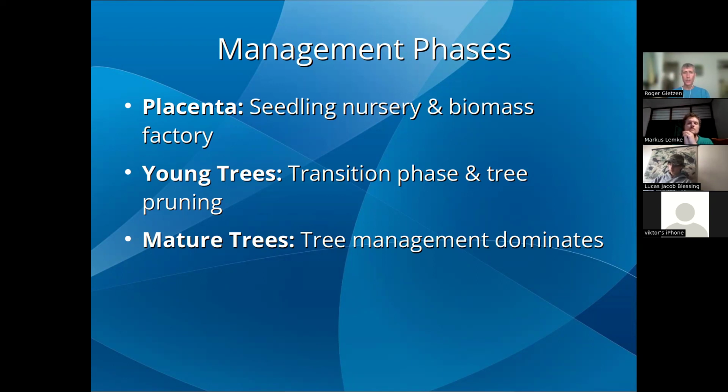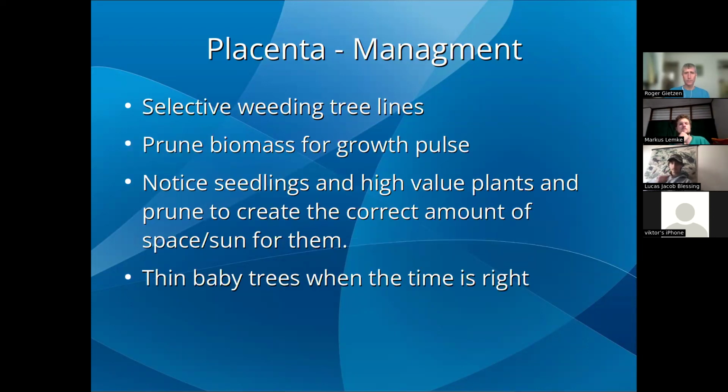During the young tree phase, it's a transition phase where we're starting to get some biomass from the trees. And then in the mature phase, we're really getting almost all of our biomass from the trees at that point. So the management is going to be tree pruning. And then, of course, we'll be managing the production trees and pruning them by standard methods.